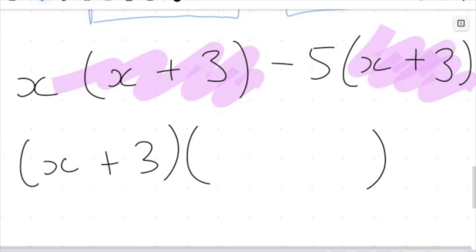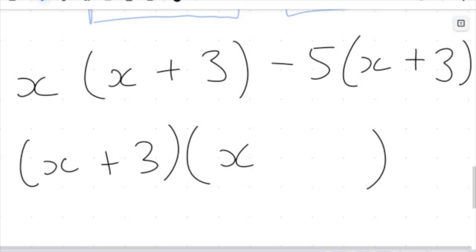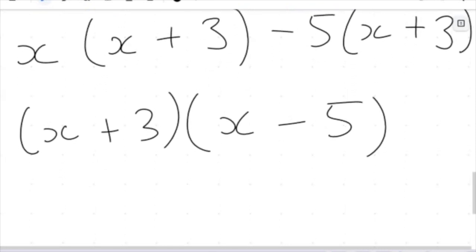So I'm going to pull that out as a common factor. And when I pull that out, my first expression here, what multiplies by x plus 3 to give me x outside of x plus 3? Well, that's just going to be x. And what multiplies by x plus 3 to give me negative 5 outside of x plus 3? I have negative 5. So I have factorized this completely. And just for a bit of work for you to do at home, I'll get you to have a go and check this on your own if you'd like.